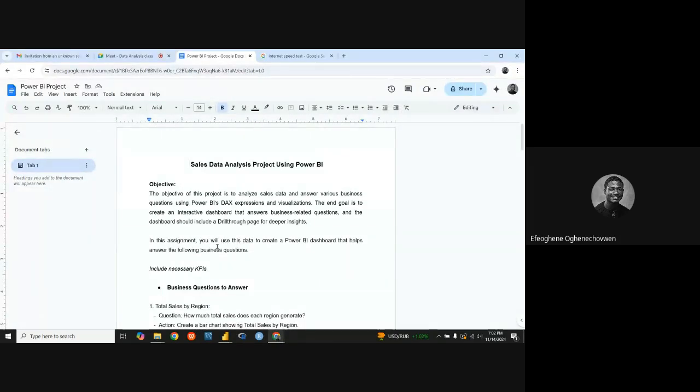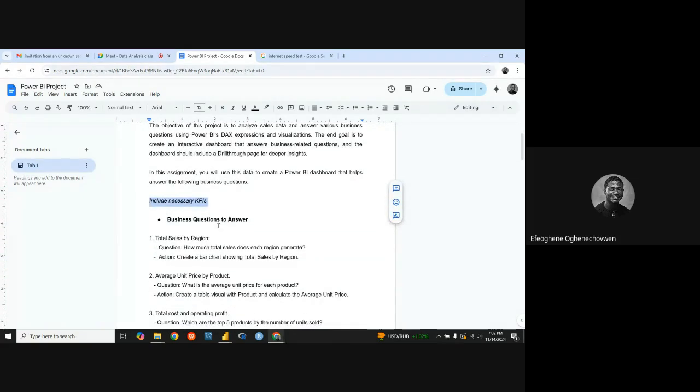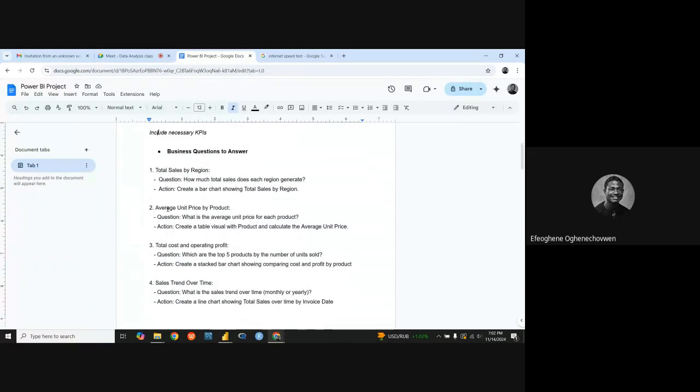So we've gone past the first stage, right? Create a Power BI dashboard that helps us answer the following business question, include necessary KPIs. As we progress, these KPIs will make a lot of sense. Business questions to answer: total sales by region, how many sales does each region generate?